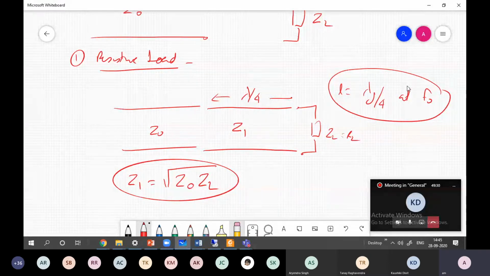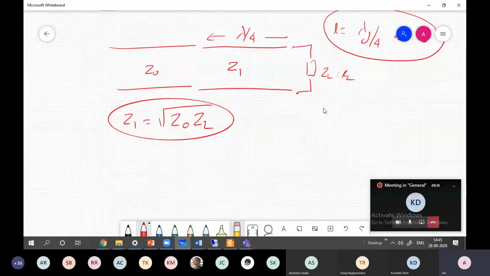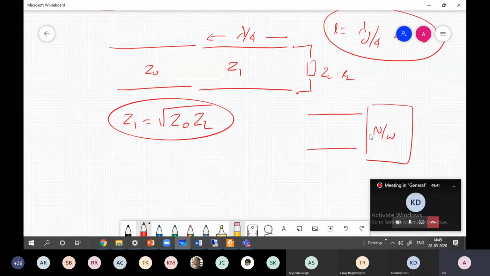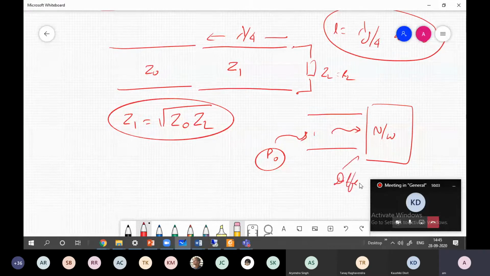Not exactly matched. But let us define what matching means. If I have a network here, and I launch some power P naught here, what is going to happen? As soon as this P naught reaches the network, it will see a difference in the impedance, and then you will have reflection.